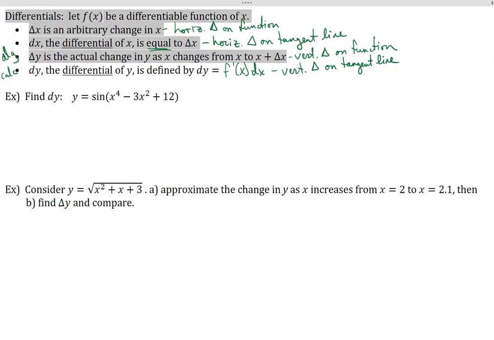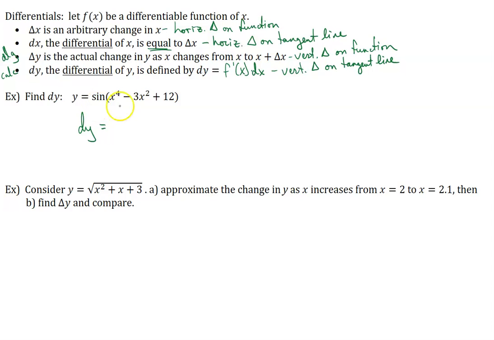Okay, so dy is equal to, and then using the chain rule because we have a composition, cosine of x to the fourth minus 3x squared plus 12 times the derivative of the inside, or u prime, which is 4x cubed minus 6x plus 0, okay? But then we have times dx.